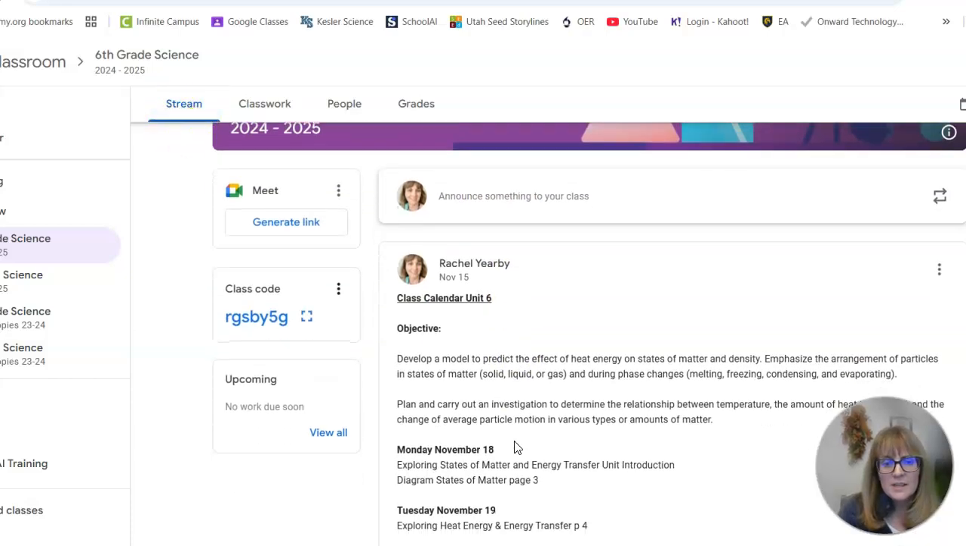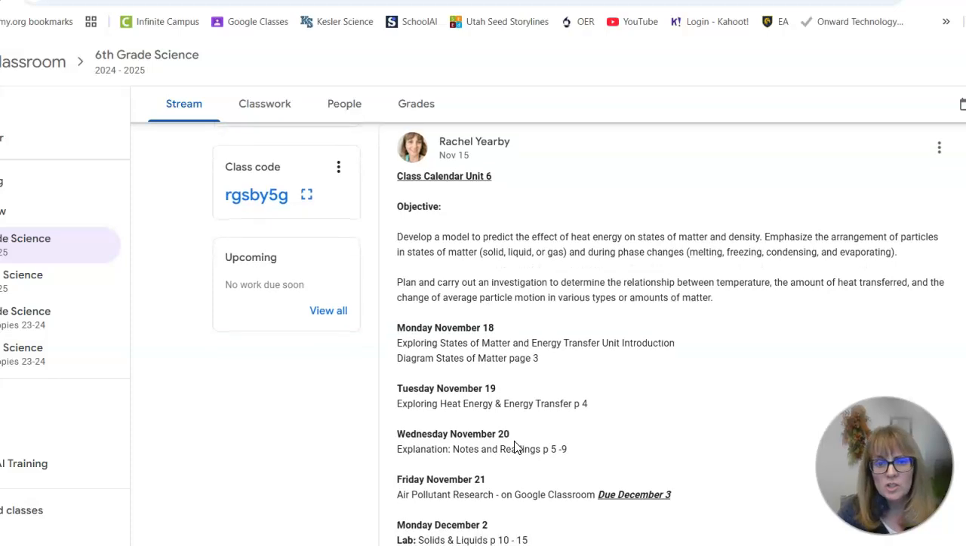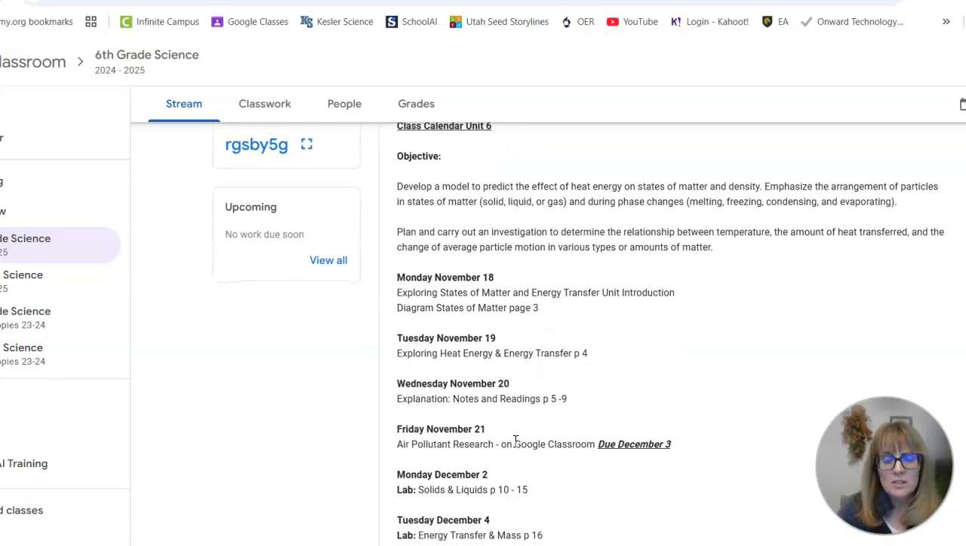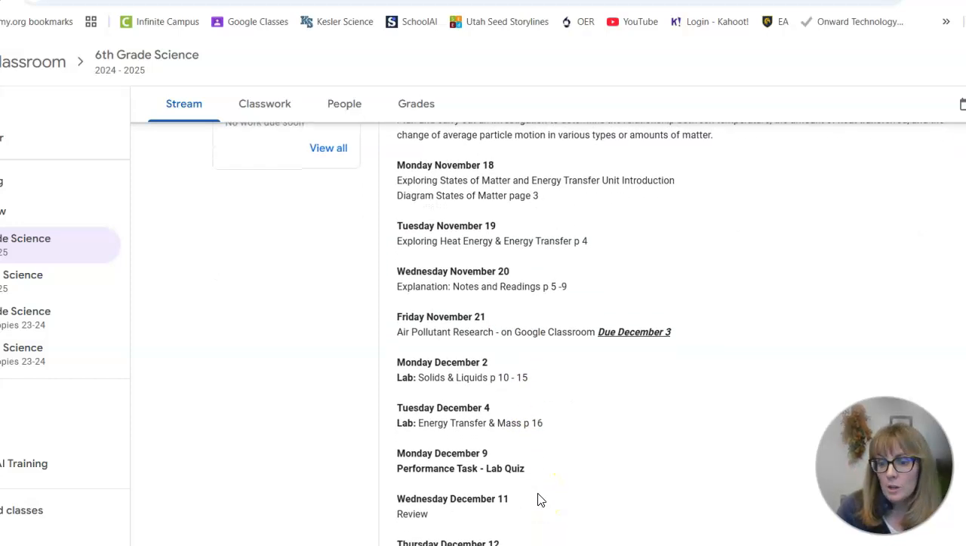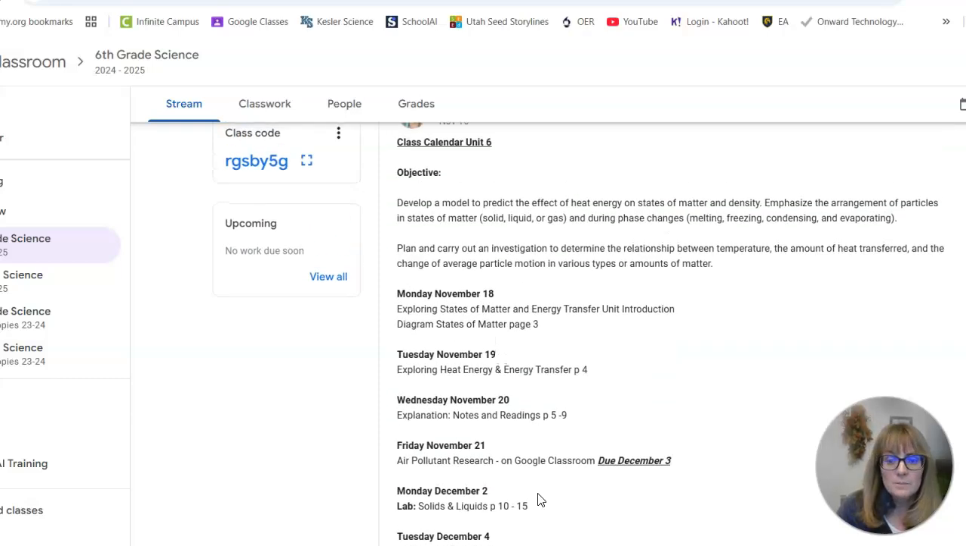And it has, for instance, my 6th graders are just starting Unit 6, so it has the objective, like what do we really want students to be able to do with what they're learning? Then it has every day what they're completing and the page number, so they can see what was assigned.